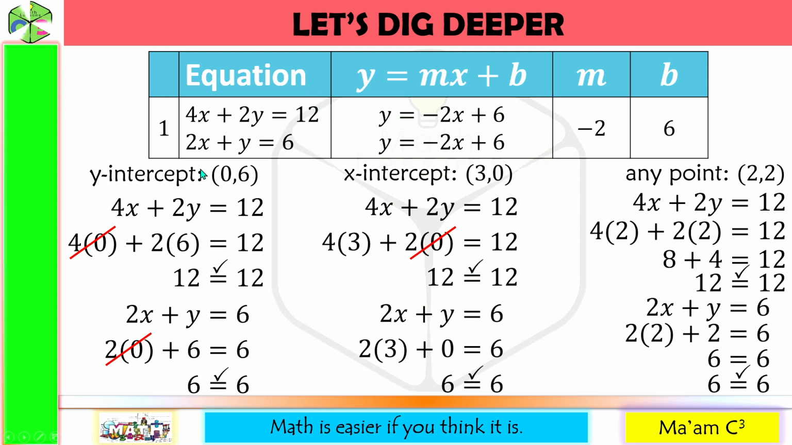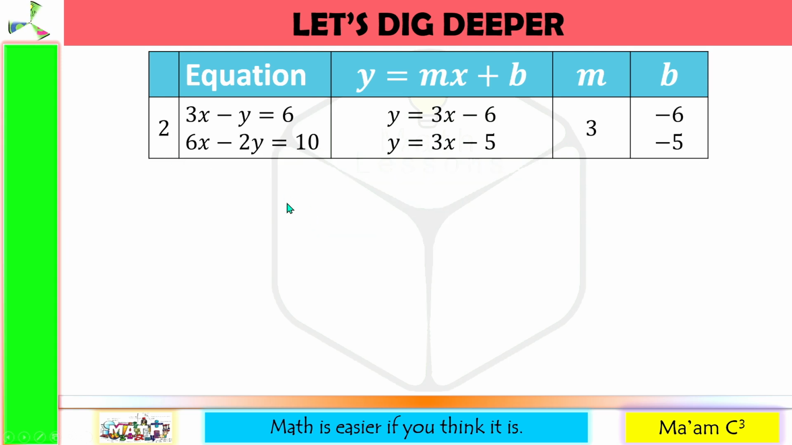Let us dig deeper into the second pair of equations. Since both of these equations are equal to y, I am just going to equate this part. 3x minus 6 is equal to 3x minus 5. 3x on both sides, same signs, will simply cancel out. I have here negative 6, while on this one is negative 5. Are they equal? No, they are not. This means no point will satisfy both of the equations given.